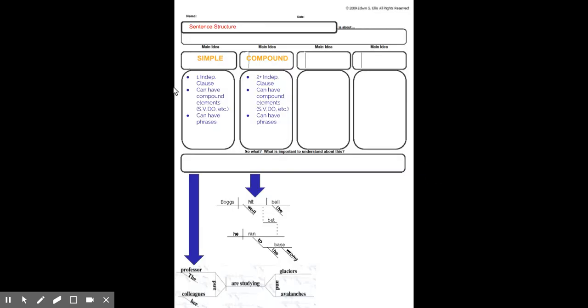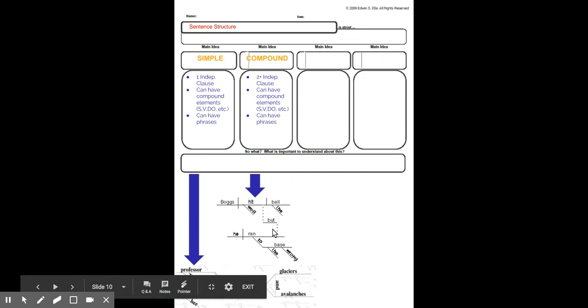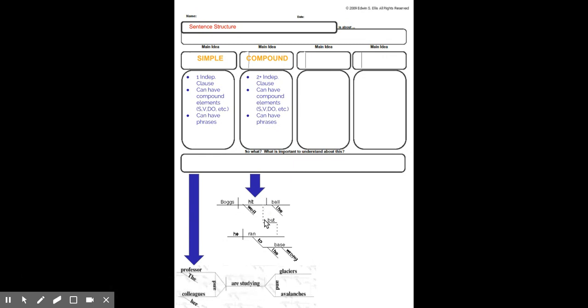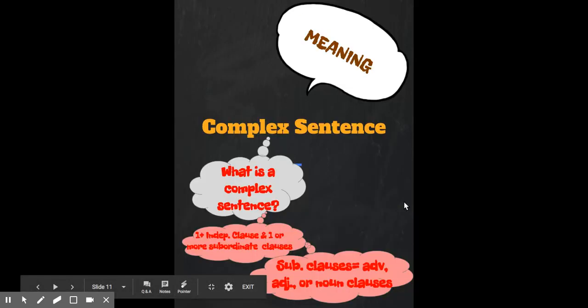So simple, one independent clause. Compound, two or more independent clauses. And then our example of how we diagram with the dashed line, straight line across with our conjunction. If it's just a semicolon, we would just put the semicolon there and then another dash line down.